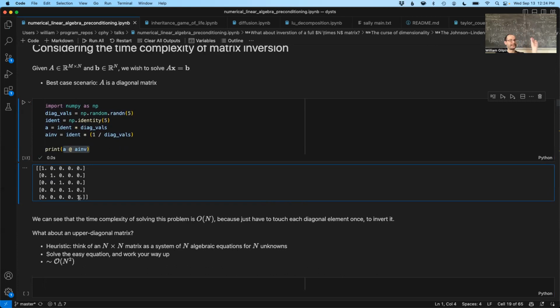Because in the specific case where I have an upper triangular matrix, that corresponds to the case where I can do this nice algebraic solve where I solve my bottom equation, substitute it into the next simplest one, substitute that into the next simplest one, just go up the hierarchy. So inverting a diagonal matrix is of order n, and inverting an upper triangular matrix is of order n squared, because I only have to touch each of the elements once, but there's n squared, or a number proportional to n squared of those elements.